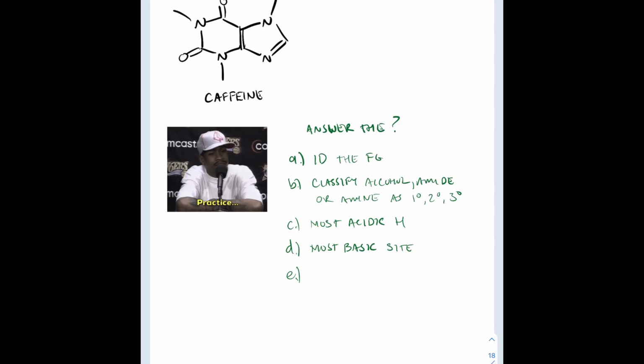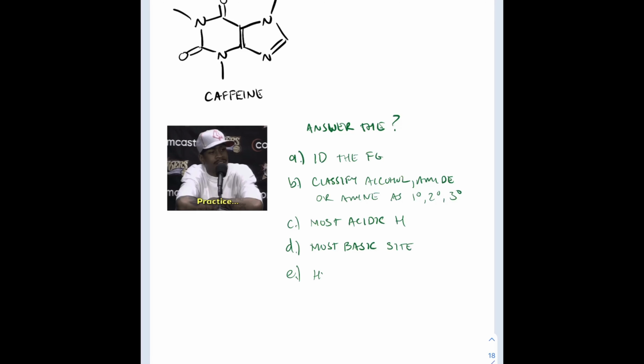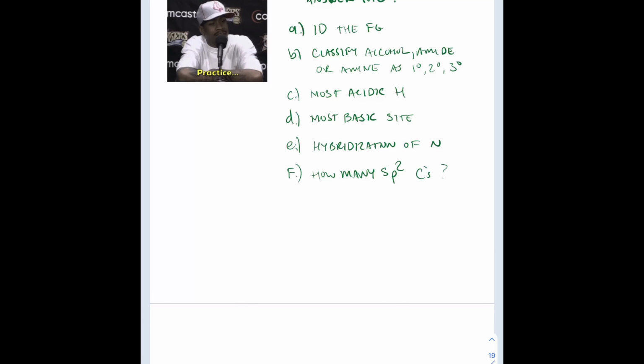Yeah, I told you there's about to be a lot. So what is the hybridization of the nitrogen atom? Hybridization of the nitrogen, and then how many sp2 carbons are there? Okay, so what's the structure?